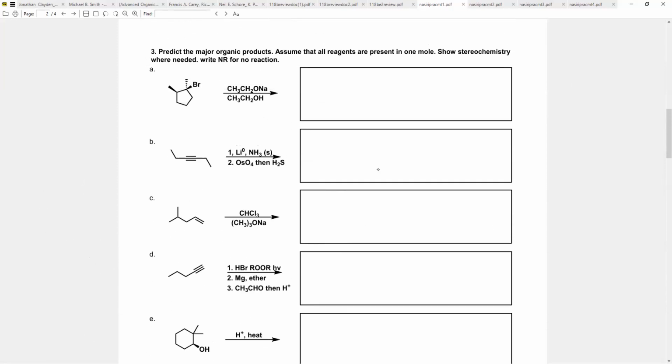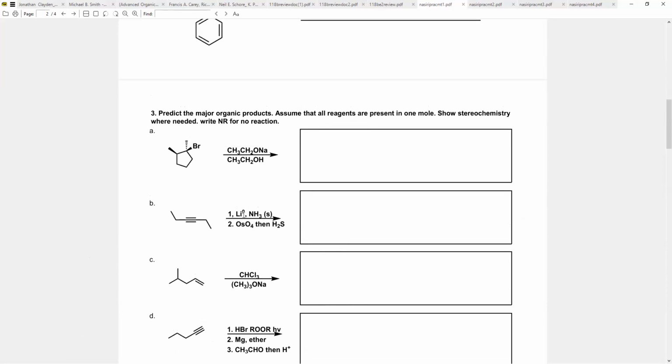What other ones can we quickly do that just don't take very long? Oh, look at that. We have lithium, NH3. Lithium is just like Na solid. We talked about that's the reaction that turns alkynes into trans alkenes. So looks like we have 1, 2. So 1, 2. And then we have 1, 2, 2. So we have the trans alkene there. And then we have the OsO4 reaction, right? That's the dihydroxylation reaction. So that will just put 2 OHs here that are syn to each other. Super simple.